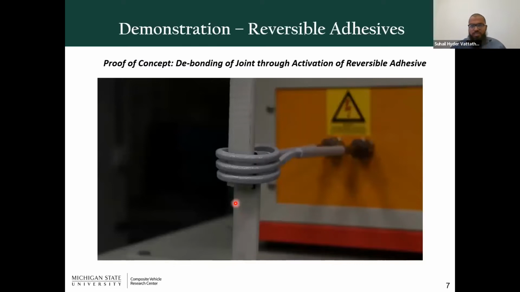Now, I just want to show you a small demo of how it works. So over here, you will see a bonded joint. The white color substrate that you're seeing, they are glass fibers. So they're glass fiber composite bonded using reversible adhesive. And you have an EM coil here. And just do not blink your eyes because this will be much faster.